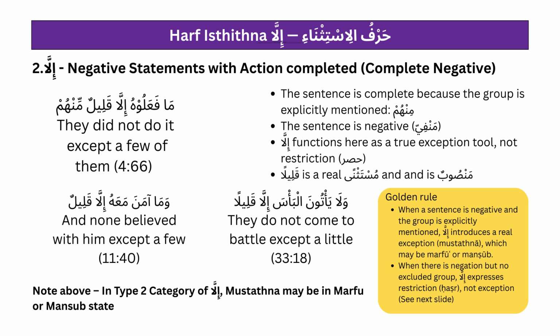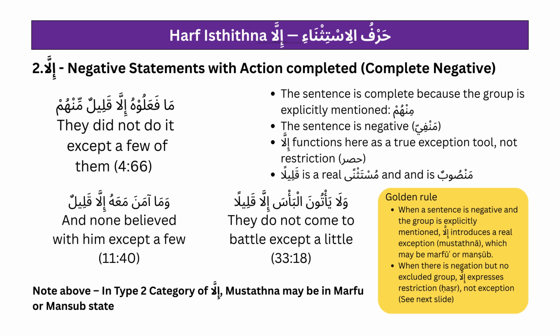Let us look at the first example. مَا فَعَلُوهُ إِلَّا قَلِيلٌ مِّنْهُمْ. They did not do it except a few of them. 4:66. Here the sentence begins with ma, which makes it negative. The group is clearly mentioned in the phrase minhum, from them. Then Illā removes a small number from that group. The word qalilun represents the mustathna, the excluded element.